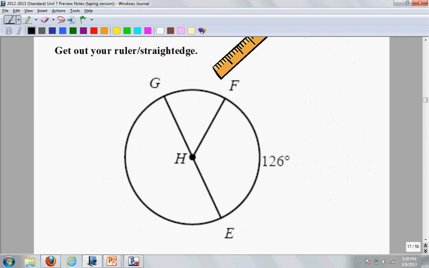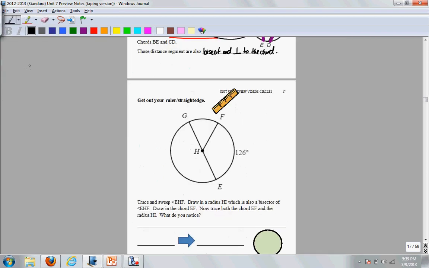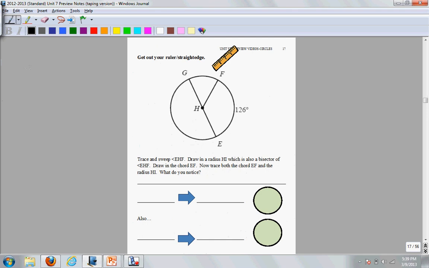For the next segment, you're going to need a ruler and a straight edge of some sort. So, if necessary, pause the video and go get a straight edge. It says trace and sweep EHF. Let's do that. EHF. It says draw on a radius HI, which is also the bisector of EHF. So we're going to draw an HI. There's going to be I, and it's going to be a bisector of that original angle.